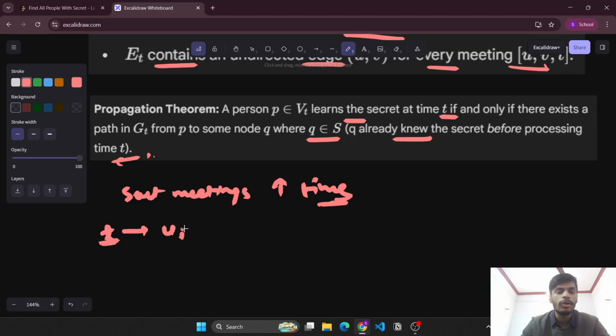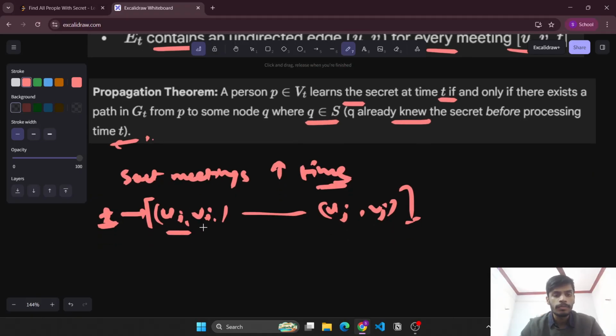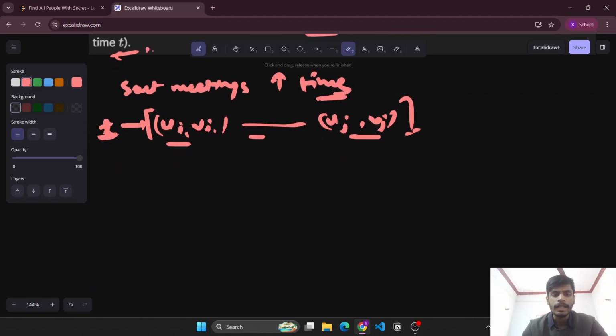Okay, so we'll identify all those meetings u_i, v_i, till u_j, v_j, suppose. These are the meetings between people that are happening at this particular time t. So we'll construct a graph between all these people that we are given. Now once we have constructed the graph, we'll initialize a BFS.